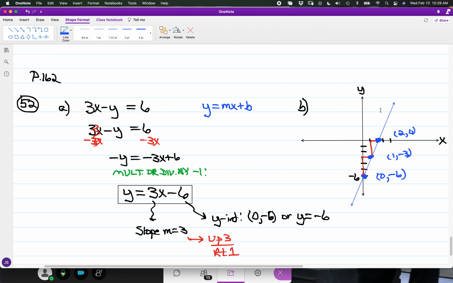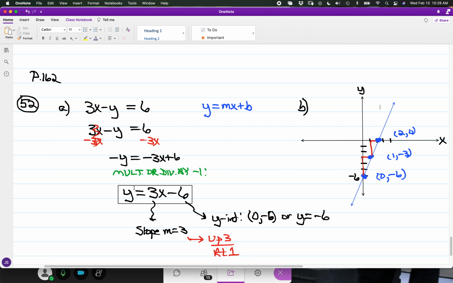Okay, and so for the line going through, this will represent all the combinations of x and y for this given line. So you have (0, -6), and again (1, -3), as well as the x-intercept (2, 0), among infinite points through which the line is going to pass.